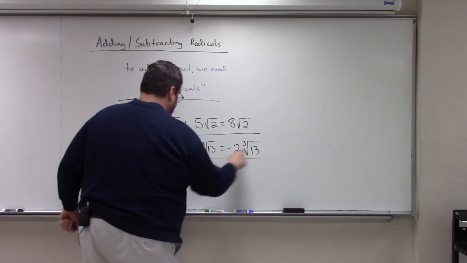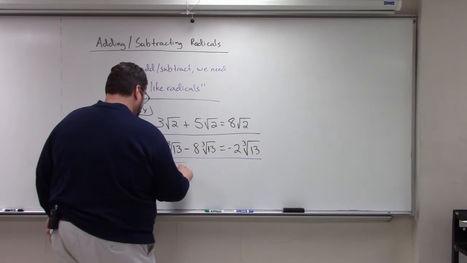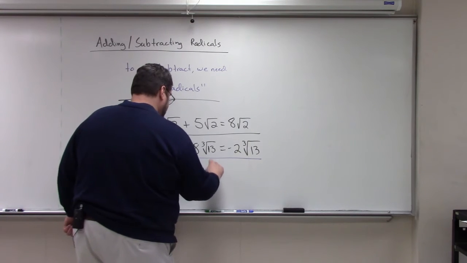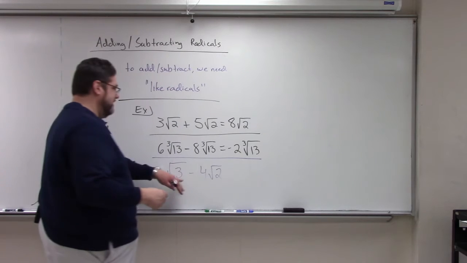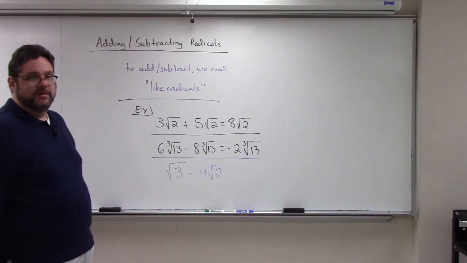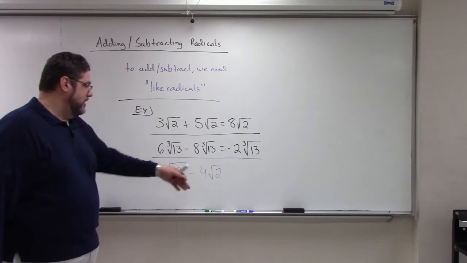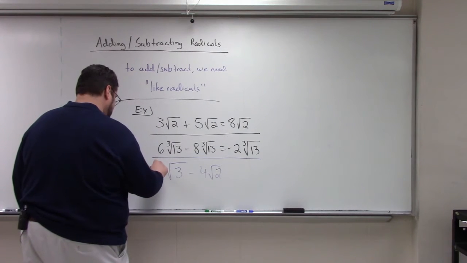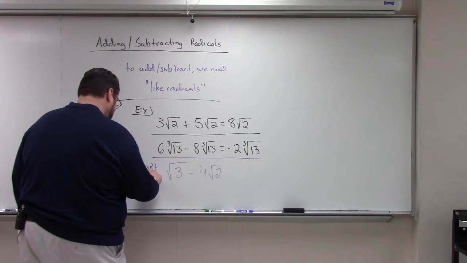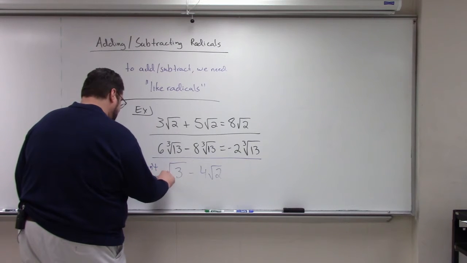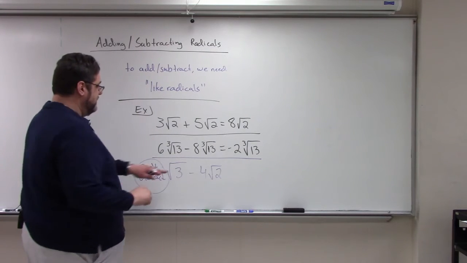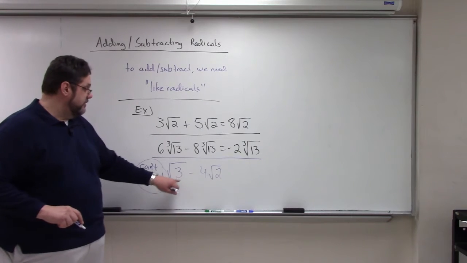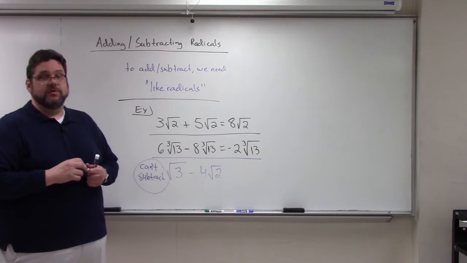What if we had the square root of 3 minus 4 times the square root of 2? I can't do anything with that. I can't really add or subtract these. I'll just write it here, can't subtract. And the reason I can't subtract those is because they're different radicals. This is the square root of 3, that's the square root of 2.